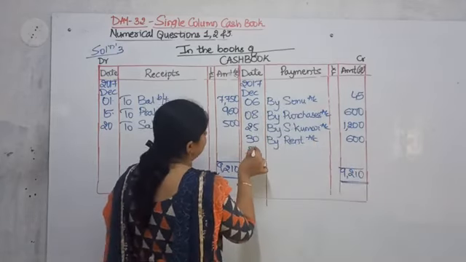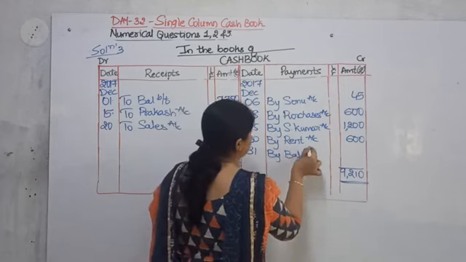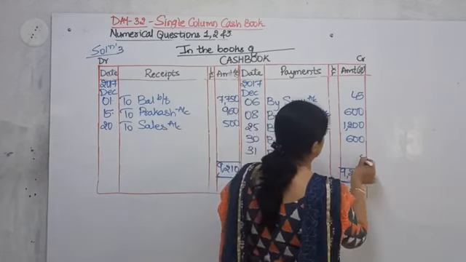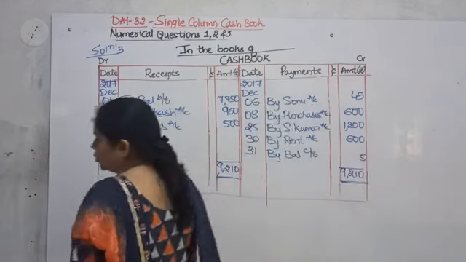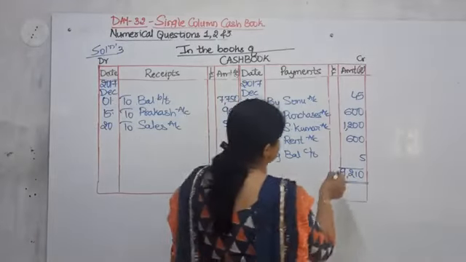For the month of December, last date will be 31st. So by balance carried forward. Okay, now whatever is given here, reduce. Okay, so what is the balance? See, the balance is 6,765.